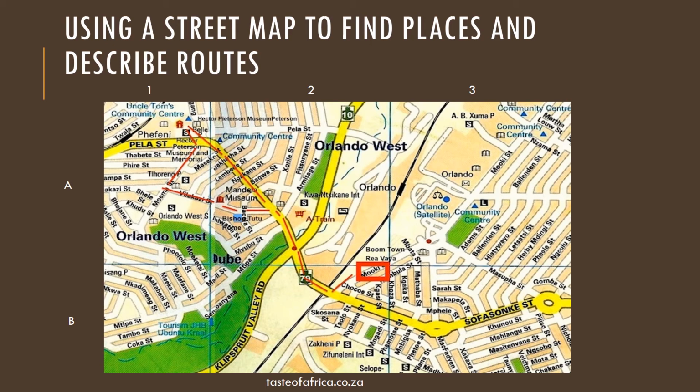Let's all look on the screen from Vilakazi Street, which is in block A1, and we are going all the way to Zakeni Primary School, which is in block B2. What route would you take? Let me just give you a few seconds to look at what route you would take from Vilakazi Street going to Zakeni Primary School.